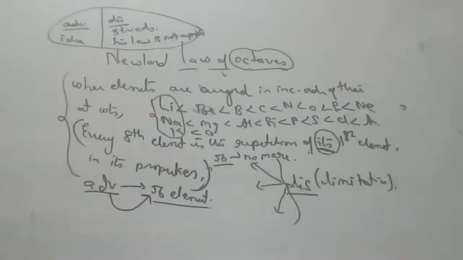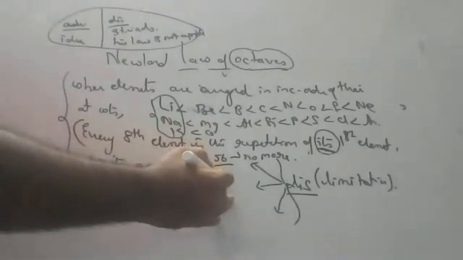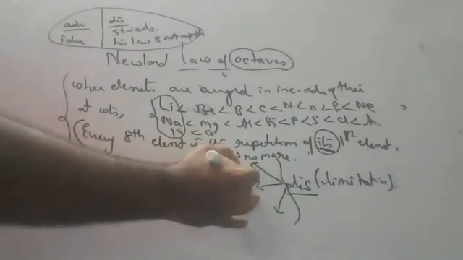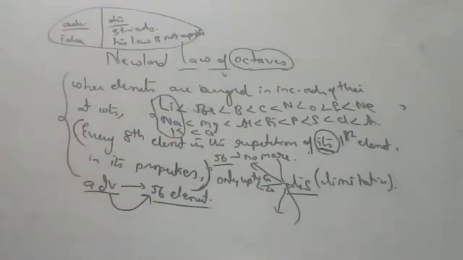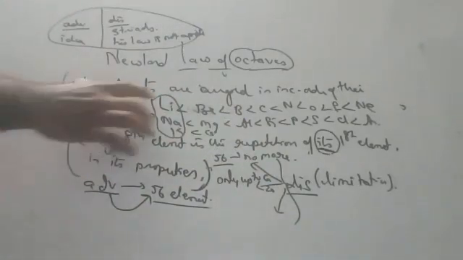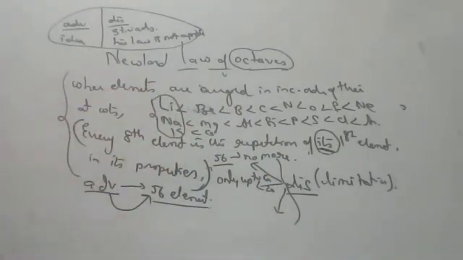Second disadvantage: this law is applicable only up to calcium, up to atomic number 20 only you can arrange like this. After this, elements won't follow his rule. And number three, children, what is the number three disadvantage?